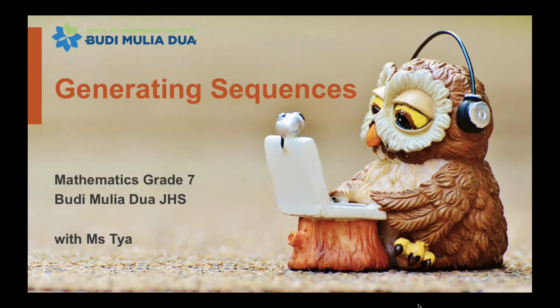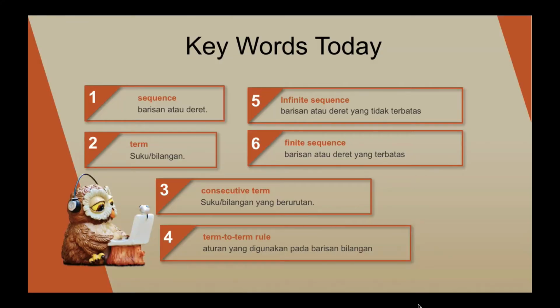Generating sequences. Our keywords today. The first is sequence, barisan atau deret. The second is term, suku atau bilangan. The third is consecutive term, suku atau bilangan yang berurutan. The fourth is term-to-term rule, aturan yang digunakan pada barisan bilangan. The fifth, infinite sequence, barisan atau deret yang tidak terbatas. The sixth, finite sequence, barisan atau deret yang terbatas.